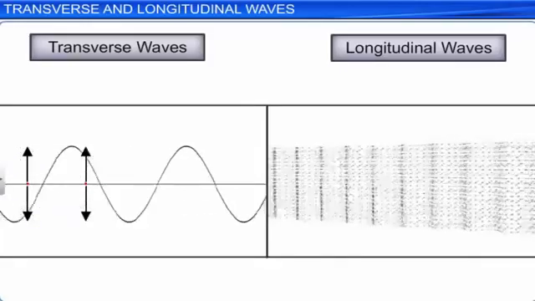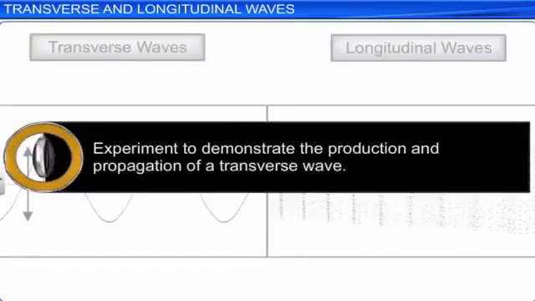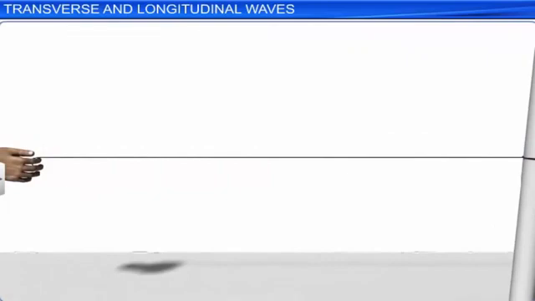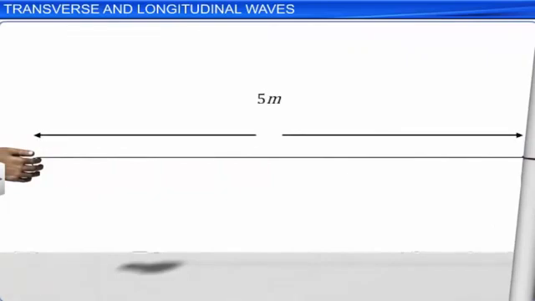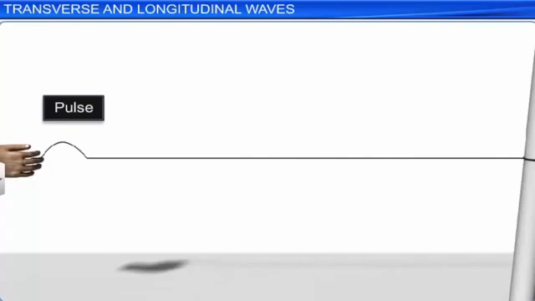Let us conduct an experiment to understand how a transverse wave is produced and propagated. Let us first fix one of the ends of a string of length 5 meters to a pole. Hold the free end of the string tight so that the string is taut. Now let's jerk the string by moving the hand up and bringing it back to its initial position. The pulse that is created by the jerking action traverses through the string to the fixed end and dies down. The movement of the pulse through the string can be compared to the movement of a caterpillar.